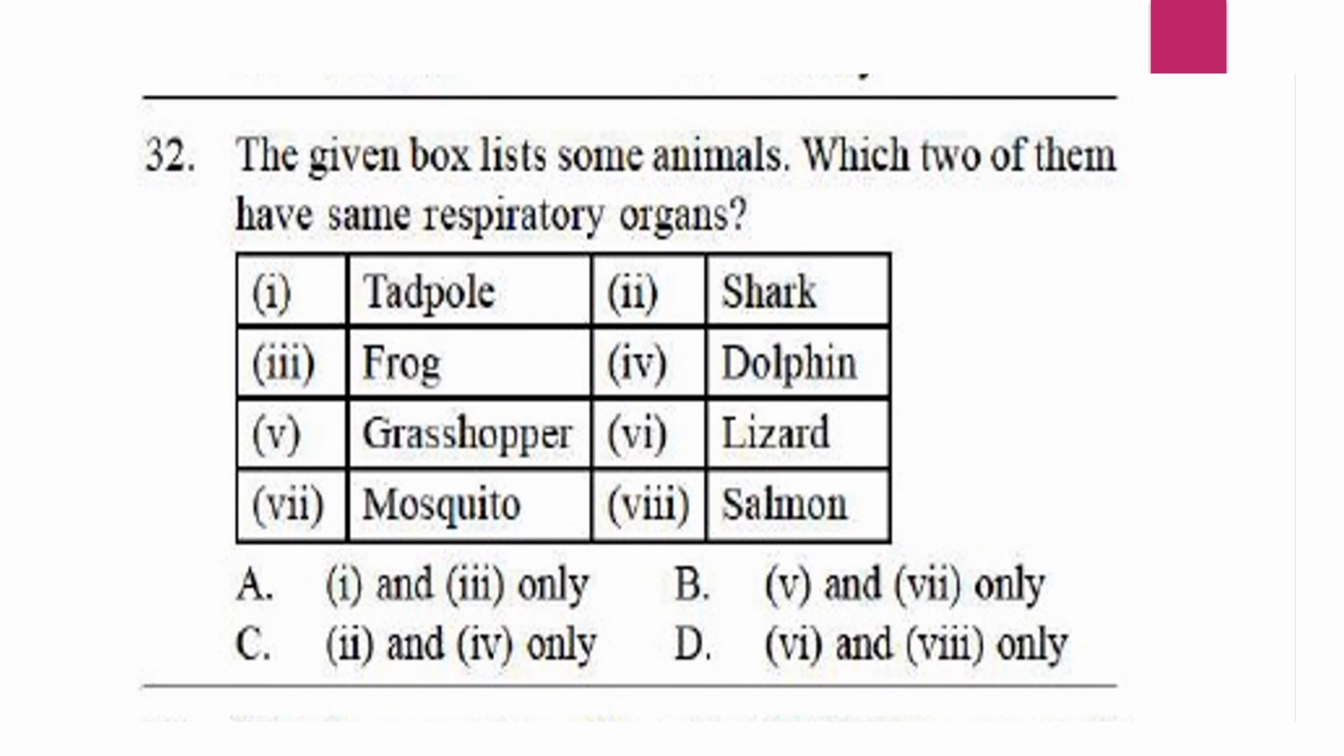Question number 32. The given box lists some animals. Which two of them have the same respiratory organs? Tadpole, shark, frog, dolphin, grasshopper, lizard, mosquito, salmon. Grasshopper and mosquito have the same respiratory organs. So our answer is option B, fifth and seventh only.